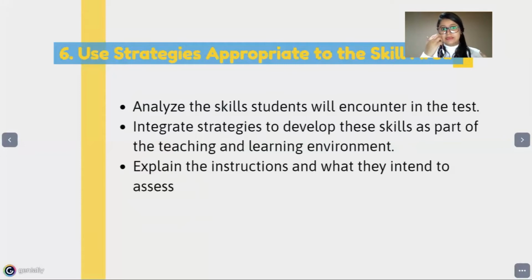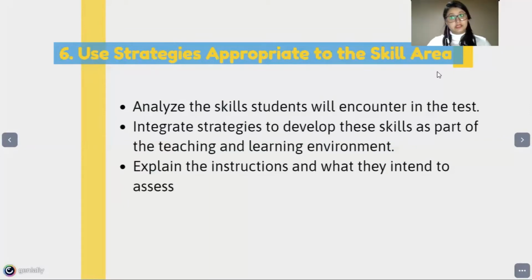What this means is that in order for students to develop a specific skill, teachers have to provide students with opportunities to practice and to understand the vocabulary, understand the instructions, and what they intend to assess. And so teachers have to be really careful here. They have to provide specific instructions and activities that really help students develop the skill in that specific area, the area that has been assessed.